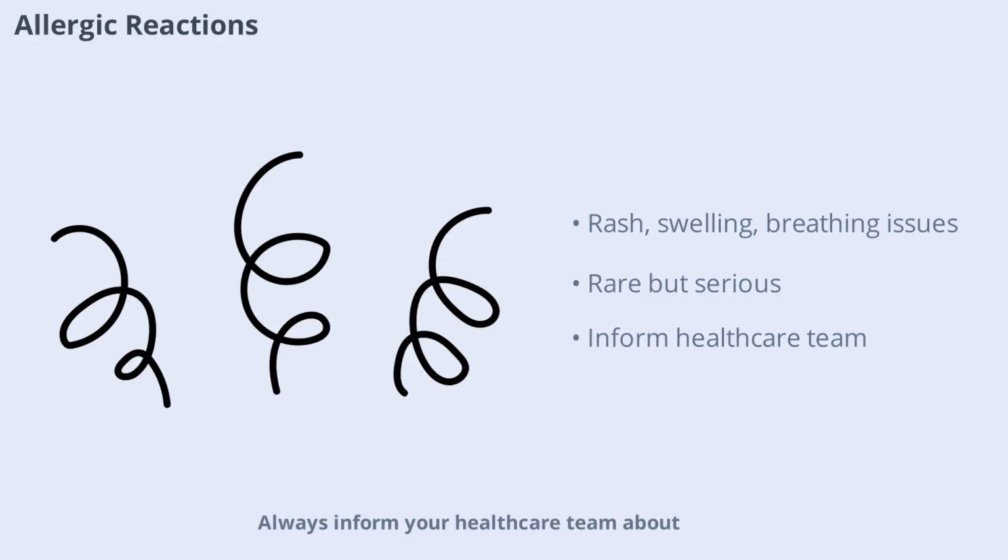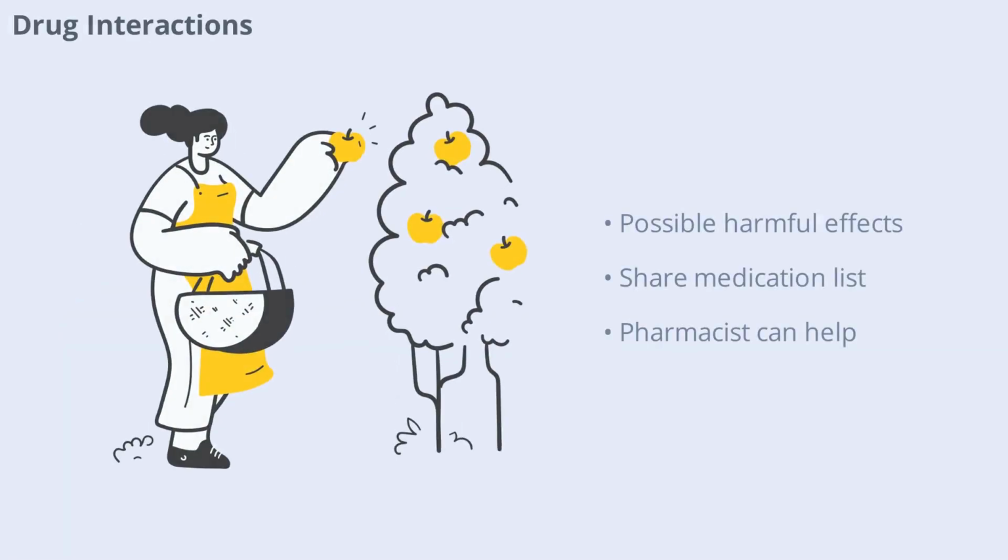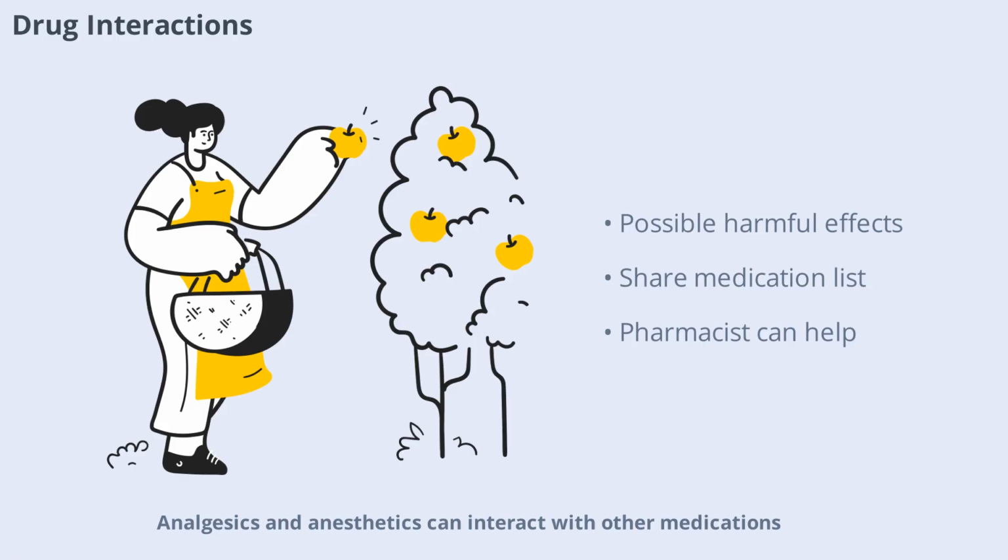Always inform your healthcare team about any known allergies before receiving medication. Analgesics and anesthetics can interact with other medications, potentially causing harmful effects. Always provide a complete list of your medications to your healthcare provider. Pharmacists and doctors can help identify and manage potential interactions to keep you safe.